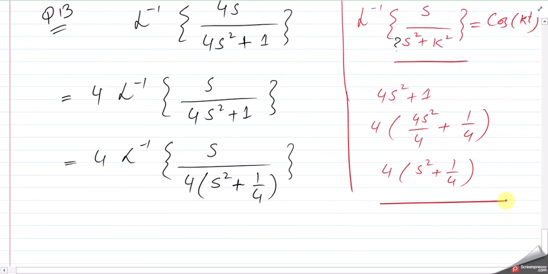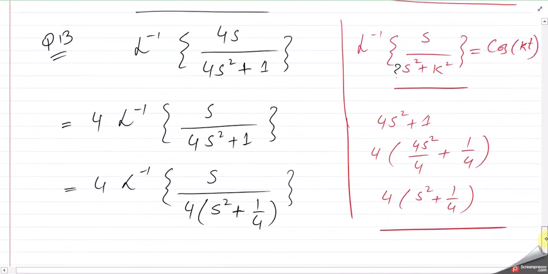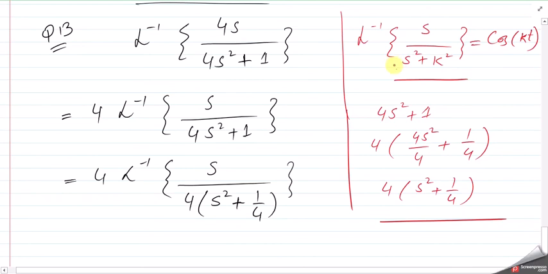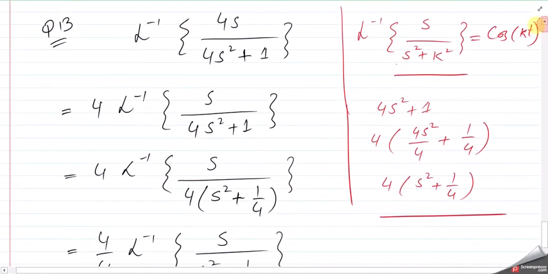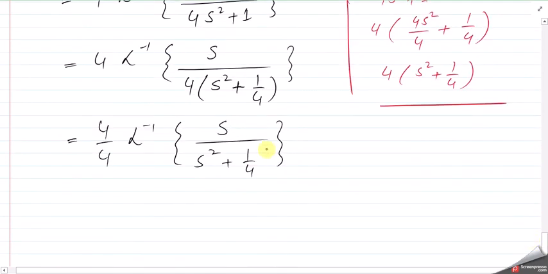Right. So now we have a situation exactly like this formula here. S, no number here, so we don't have any number here. We need to take this 4 out first. So let's take this 4 out first. This one, 4 over 4 Laplace inverse of s over s square plus 1 by 4, because now this 4 is multiplied with a bracket, so it can go out. Now we have the situation as in the formula: no number here, no number here. Now we can use the formula.